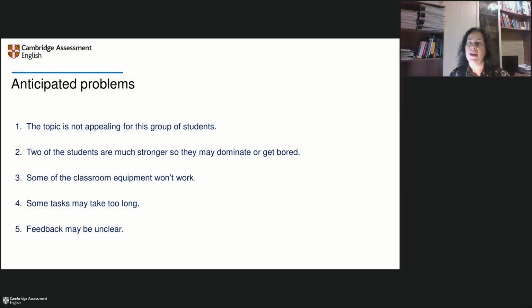Okay, have a look at some anticipated problems that some teachers often anticipate. Such a play on words, yeah? So those are likely problems. Let's try to find solutions for each of them. So if the topic is not appealing, what can you do? And there is a whole module on the topic, for example, environment.